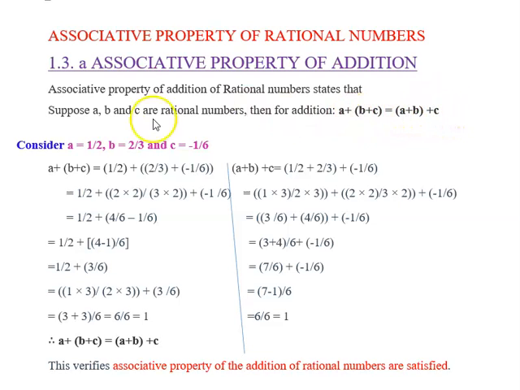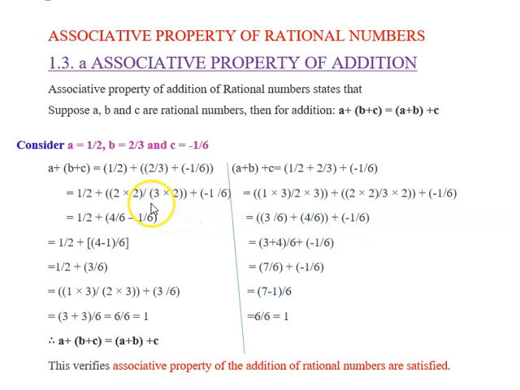We'll check this property with an example. So consider three rational numbers, A as 1 by 2, B as 2 by 3 and C as minus 1 by 6. We'll check our left hand side first. So A + (B + C), which is equal to 1 by 2 plus (2 by 3 plus minus 1 by 6). So first we'll add B plus C.